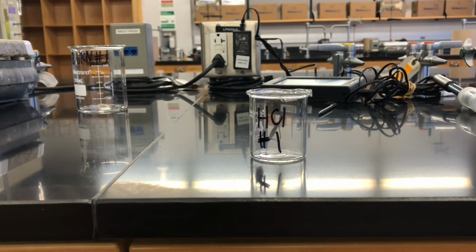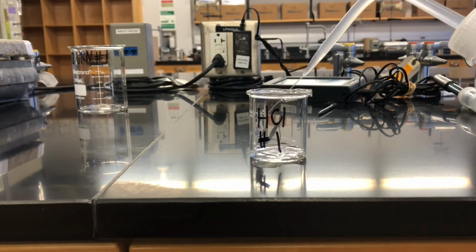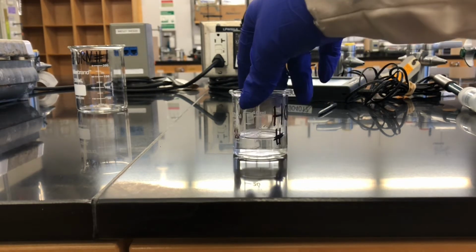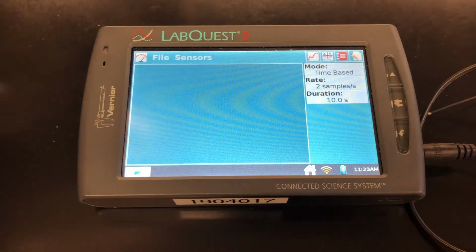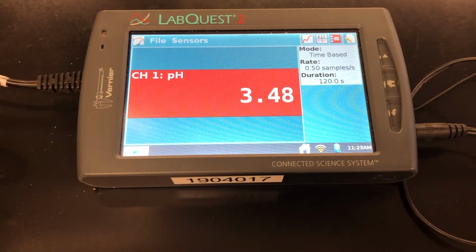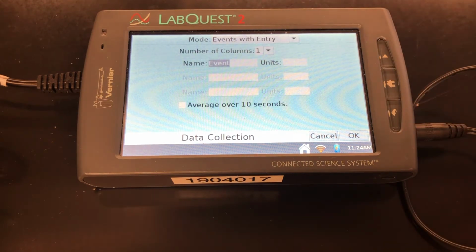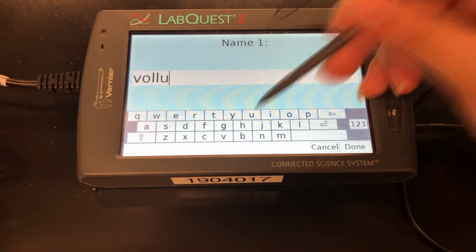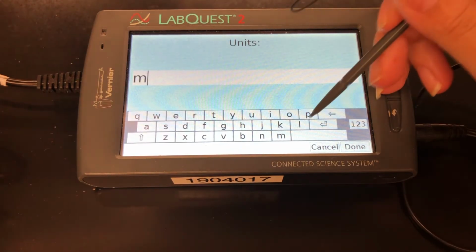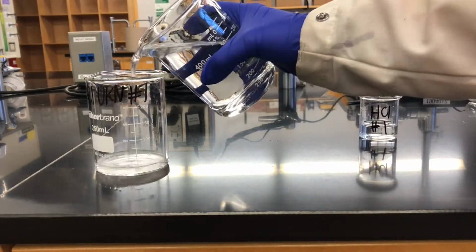To start the experiment, we acquire 15 milliliters of our unknown HCl solution before preparing the LabQuest for data collection. To prepare the LabQuest, we plug in the pH probe to channel 1, select Sensors, Data Collection, and then set the data collection mode to Events with Entry. We set the axis name to volume, and we have units of milliliters. Now that the LabQuest is ready, we can set up the titration.